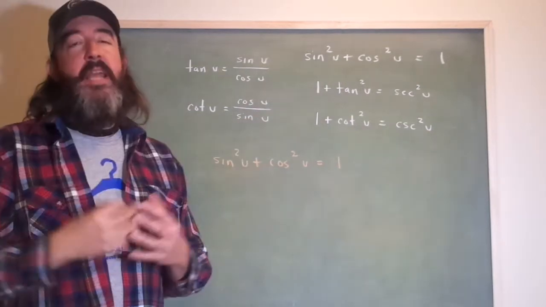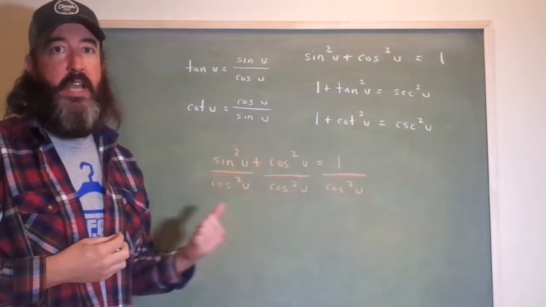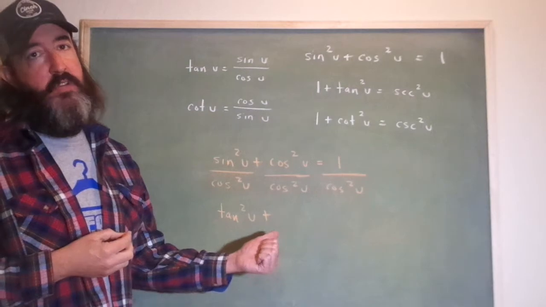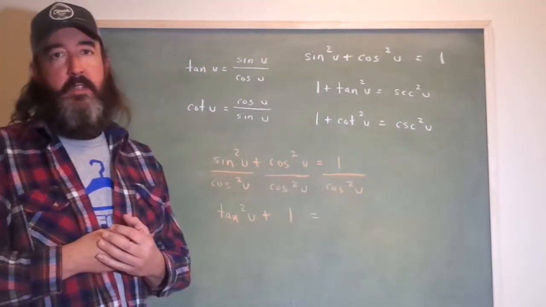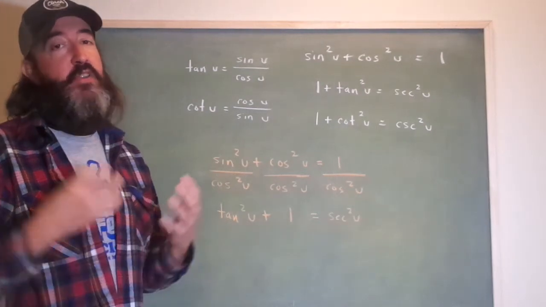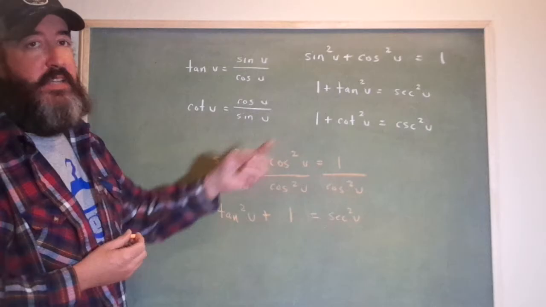this identity. Now watch what happens if I divide every term by cosine squared. Well, sine squared divided by cosine squared is tangent squared. Of course, cosine squared divided by cosine squared is just 1. And 1 divided by cosine squared is secant squared. If you can remember sine squared plus cosine squared equals 1, you can build either of these identities.